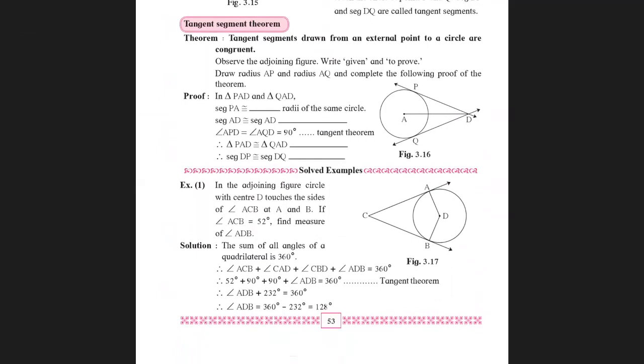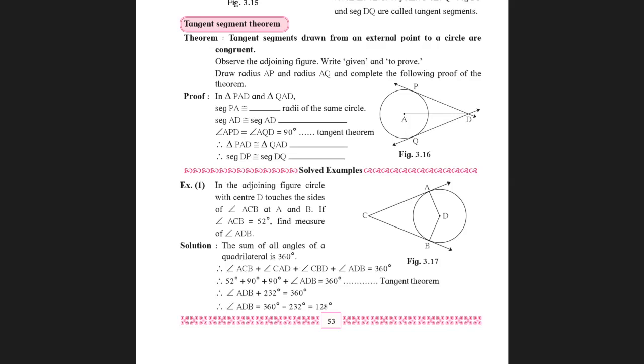So your question will be like this: prove that tangent segments drawn from an external point to a circle are congruent. Now given and to prove are not given here, but you need to write it in your classwork. Now what is given to you in this theorem? A circle with center A, tangents DP and DQ are drawn from a distance DA from the center of the circle. Okay, that's given. To prove segment DP congruent to segment DQ.